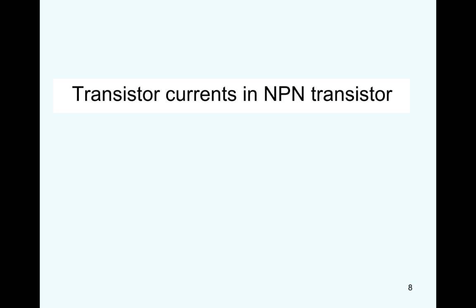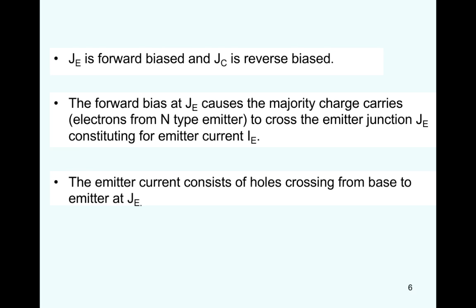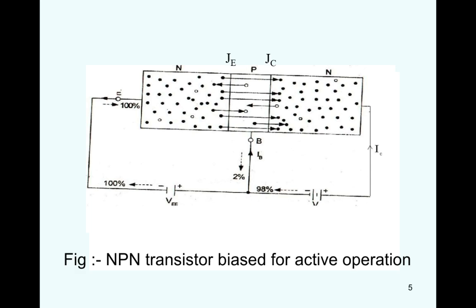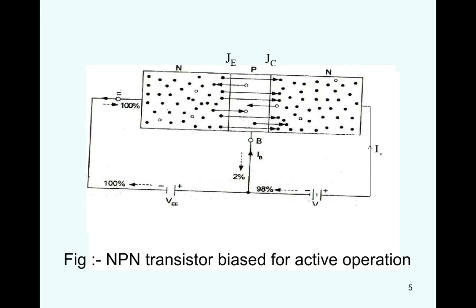Transistor currents in NPN transistors. How do we connect the NPN transistor in active operation, and what happens then? We connect the emitter junction in forward biased mode and the collector junction in reverse biased mode. By connecting the emitter junction forward biased, the majority charge carriers from the N type cross the JE junction and move to the base of the transistor.